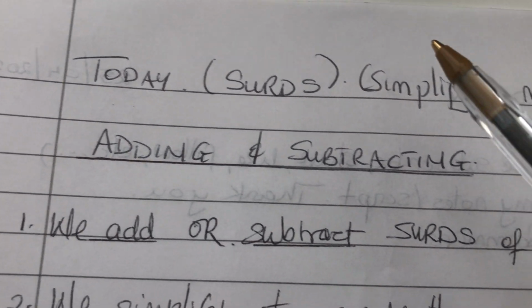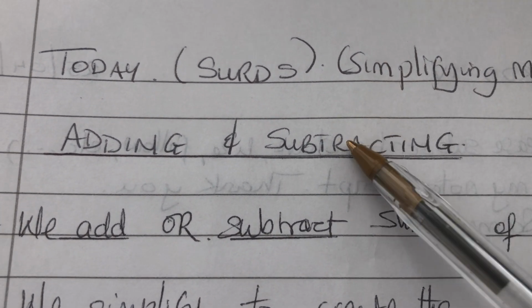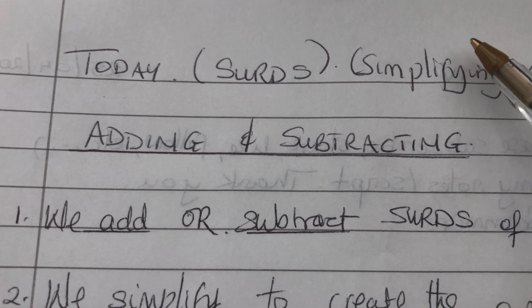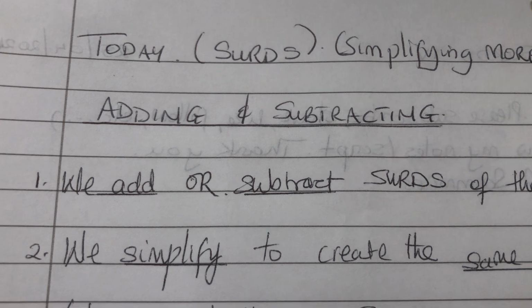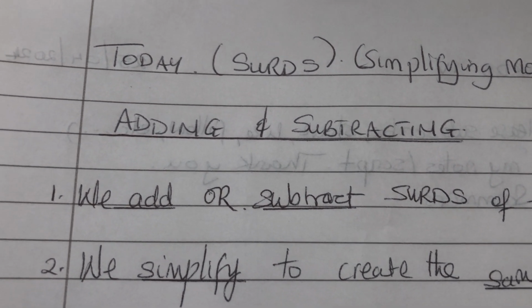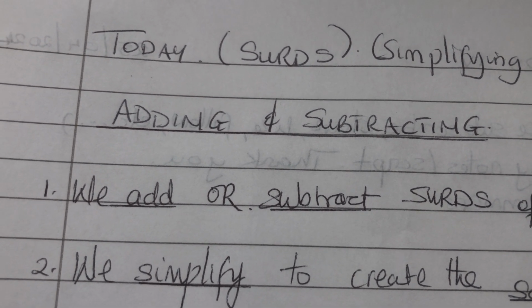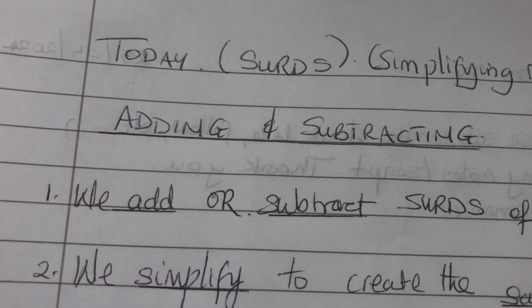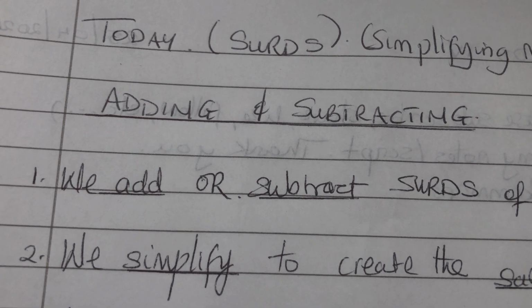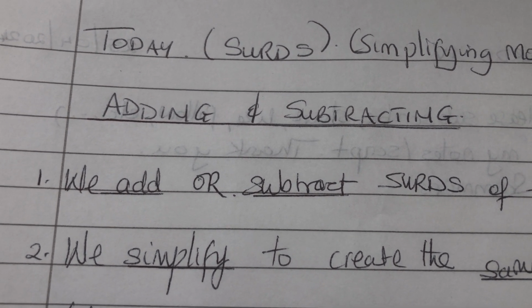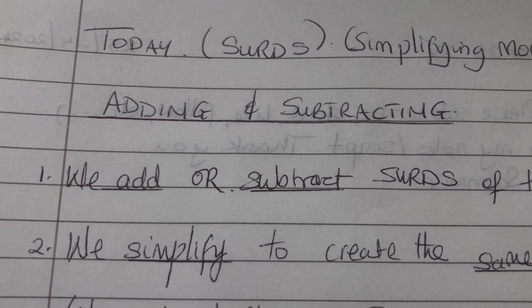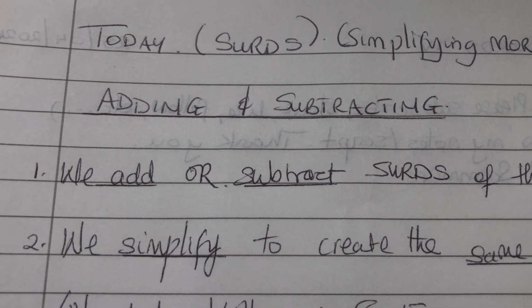Now let's continue with our surds. Today we'll be adding and subtracting. We've done the multiplying and division. You remember when we were doing algebra, we said 2a plus 3a is 5a. 3a minus 2a is a, because you can bring the like terms together.